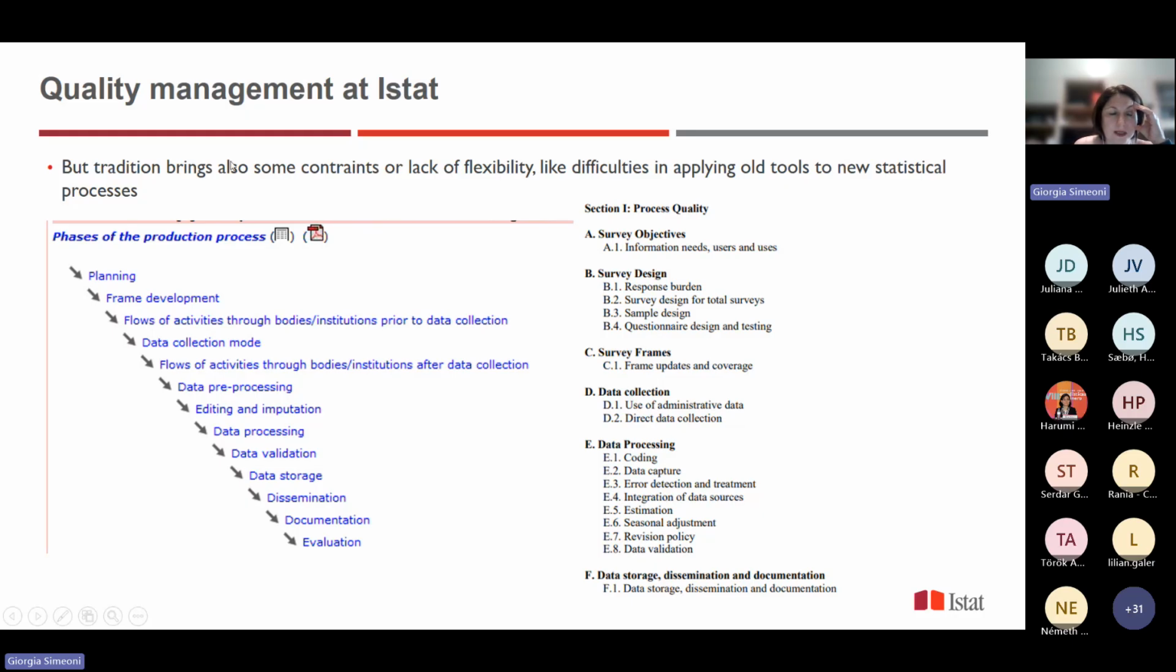Also, on the left, you have the phases of the production process in our metadata system. On the right, there is the summary of the first quality guidelines that we developed in 2012, and you see they are very much oriented to surveys.